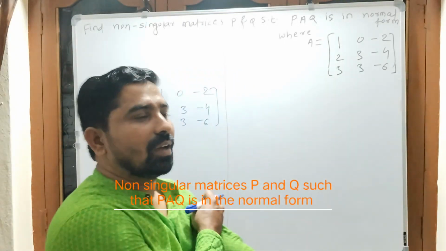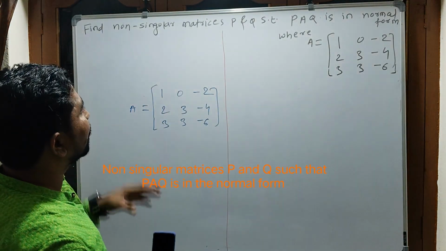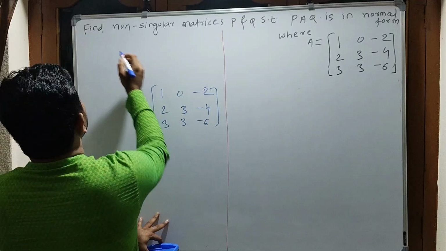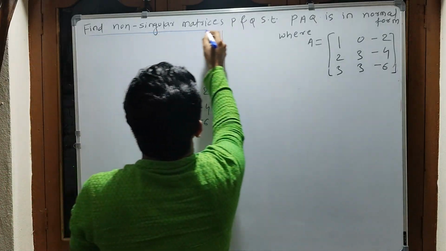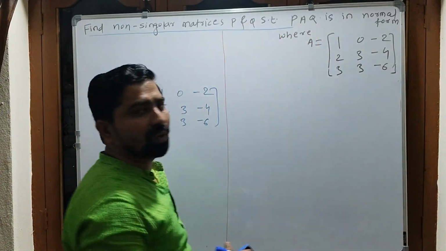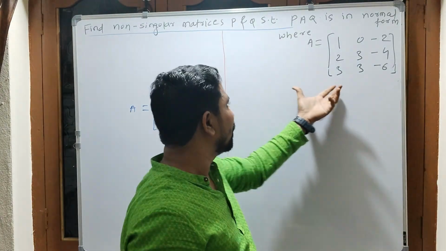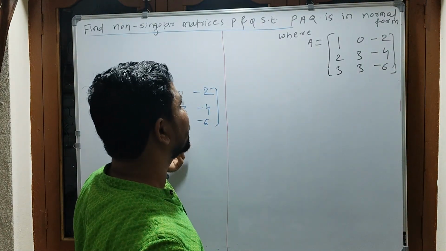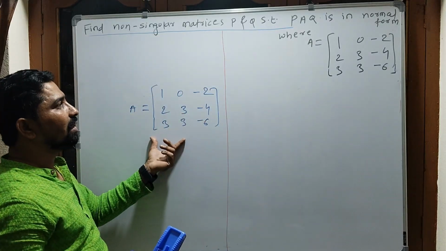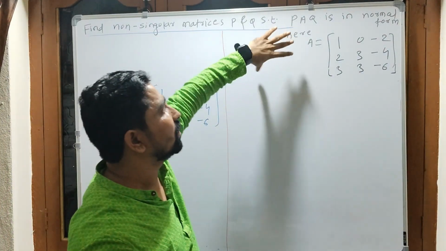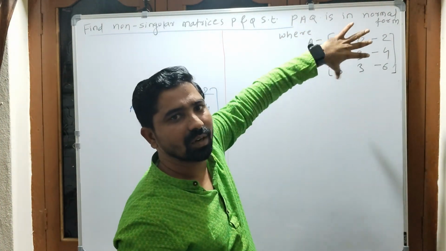Hi friends, in this video we are going to learn how to find the non-singular matrices P and Q such that PAQ is in the normal form, where A is equal to this. I don't have space, so I am writing the same matrix here. After that I will solve this problem from here.